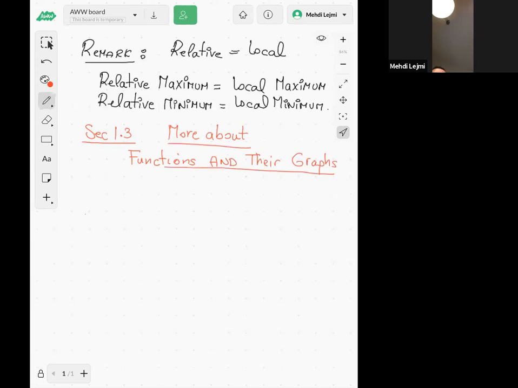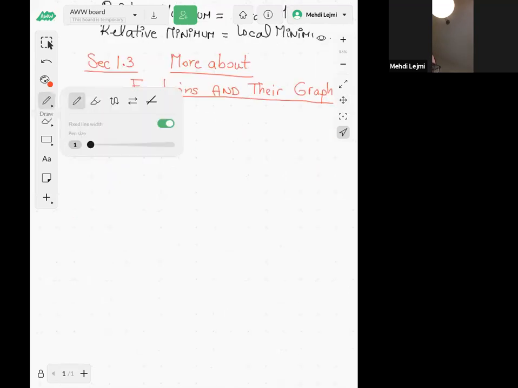All right, so we didn't actually finish our discussion about the local minimum and local maximum. And as I said, relative maximum and relative minimum are the same thing. So now let's have an example, so I can answer questions like in the homework. Let's say you have the following graph.